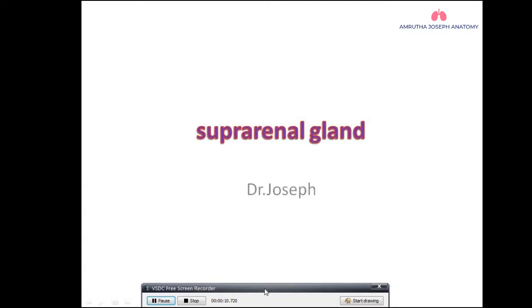Today we'll be talking about endocrine glands. There are different types of glands in the body and they are classified according to different criteria. Now we have endocrine glands and exocrine glands. Endocrine glands are the glands which have no ducts, whereas exocrine glands have ducts.